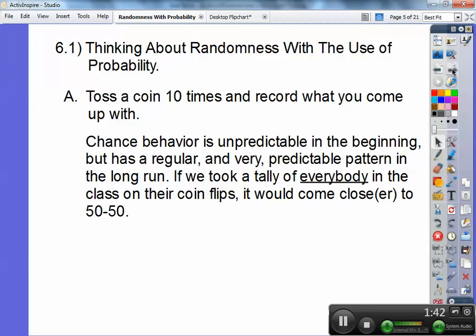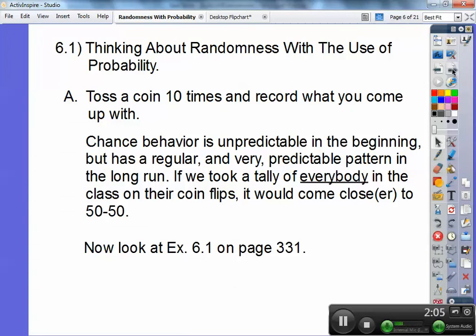Okay? All right. So chance behavior is unpredictable in the beginning, but has a regular and very predictable pattern in the long run. If we took a tally of everybody in the class on their coin flips, it would come closer to 50-50. Some of you guys probably got 50-50, but most of you guys probably didn't. Some of you guys got more tails. Some of you guys got more heads. But if we put them all together, it would come closer to 50-50.